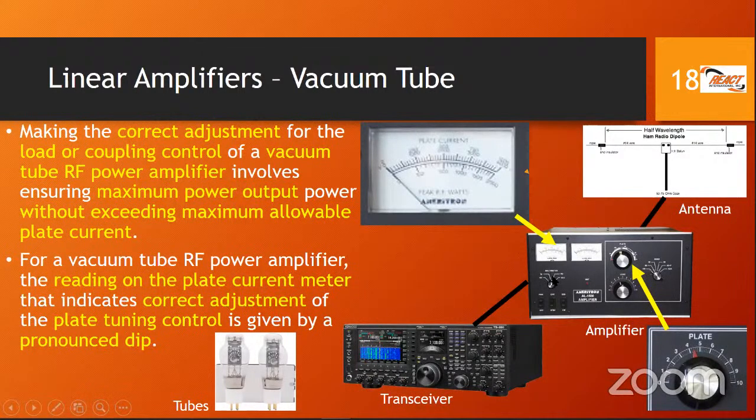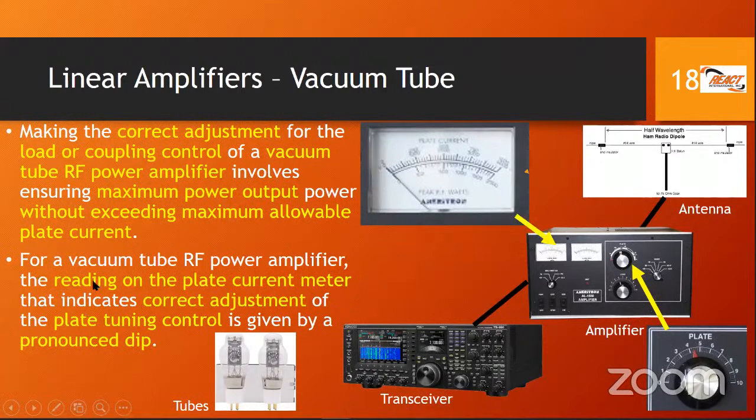And as we turn this knob, our plate current goes up, it'll go up, it'll keep going up. And then there's a little dip, it'll come down. And if we continue turning this knob again, it will start to go back up. So we need to look very closely at our gauge for when that needle dips a little bit. The needle is going up, going up, and as it reaches here, it dips down a little bit. And if we continue, it goes back up.